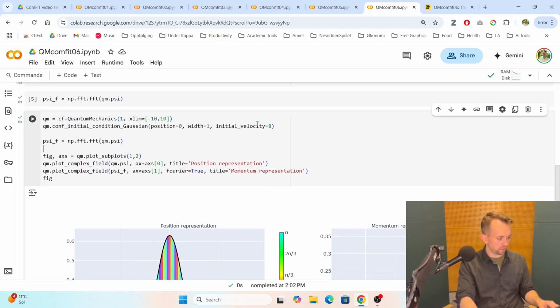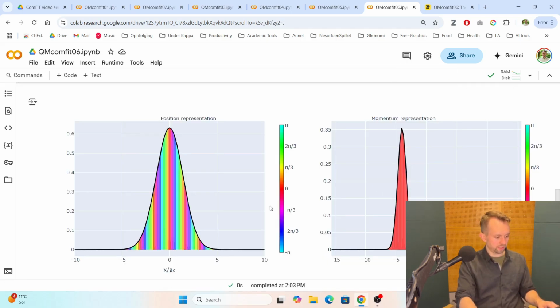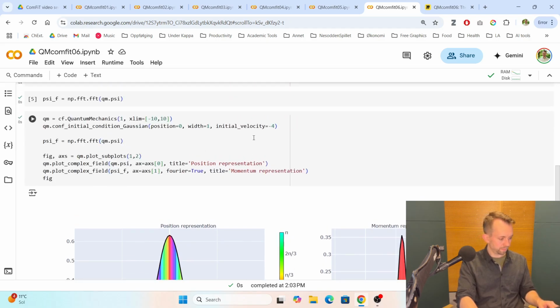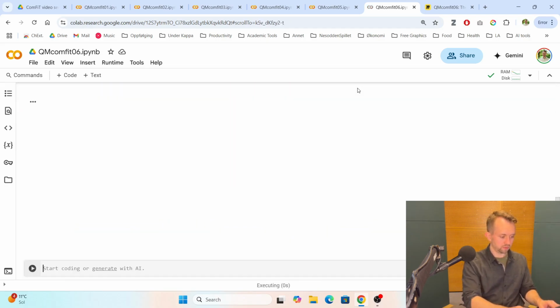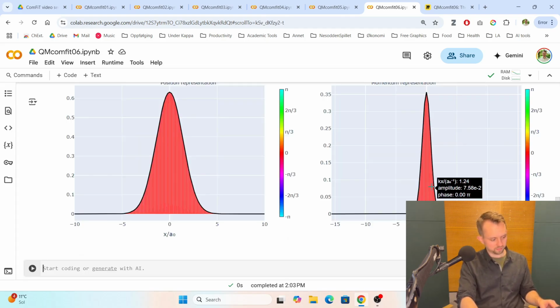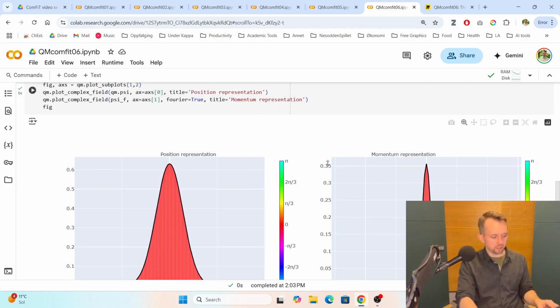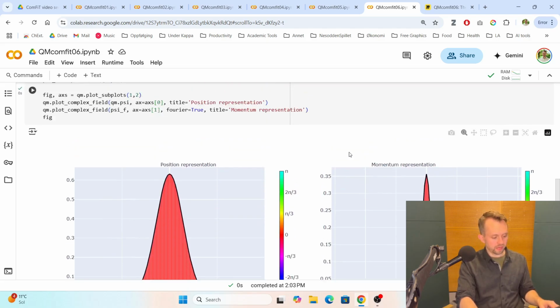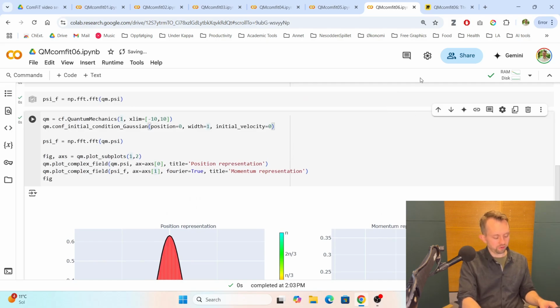We can do a negative velocity, 2, negative 4, in which case the phase gradient is now pointing to the left. So it goes from 0 to pi over 3, 2 pi over 3 in this direction. And now you can see that the Fourier transform of that wave function has moved to the left. And of course, if we give it 0 velocity, then it's just centered at 0. So there's that. The second thing we can have a look at is, let's give it a velocity again. So let's give it a velocity of, let's say, 2.